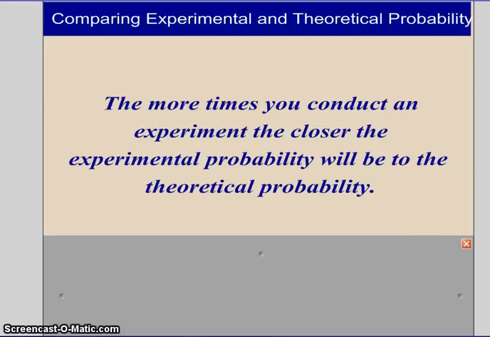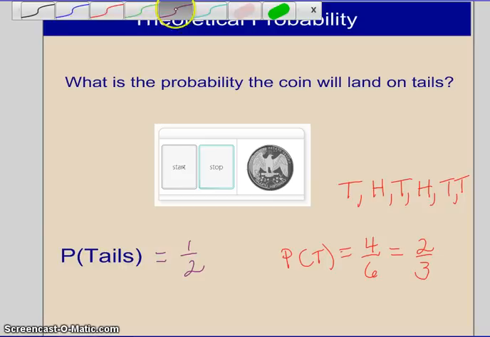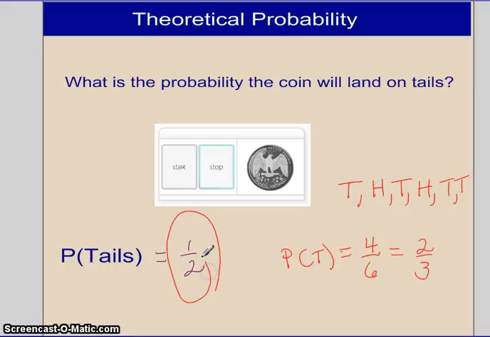Another thing to keep in mind is that the more times you conduct an experiment, the closer the experimental probability will be to the theoretical probability. So for example, if we go back to looking at the coin toss, the more you flip that coin, the closer your experimental probability will come to equaling 1/2. Now in this example it actually equaled 1/2 until we moved on to the sixth trial. Really the sixth trial is where it changed.